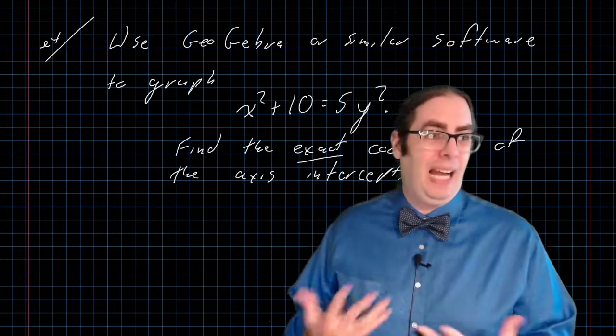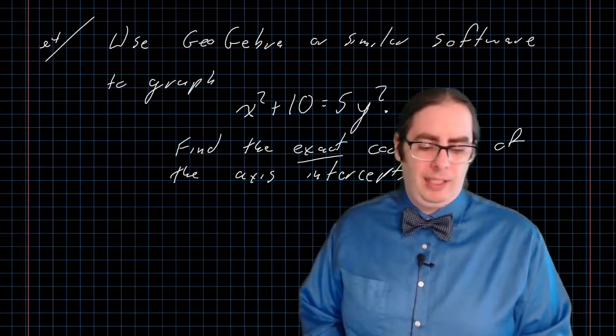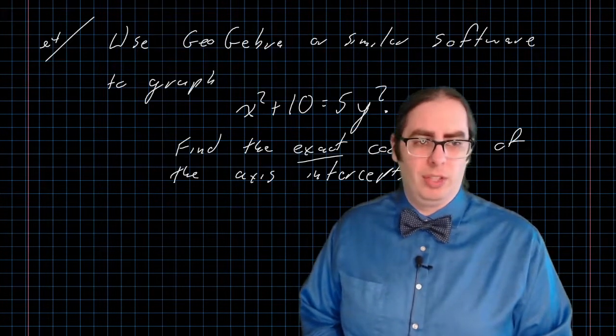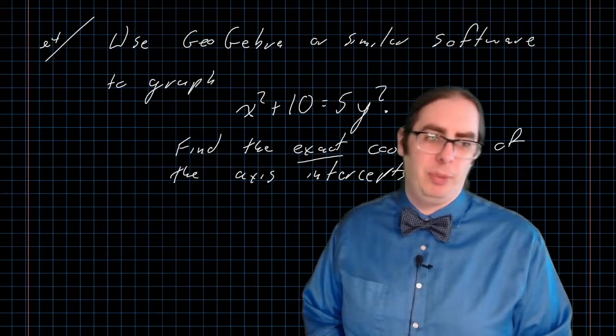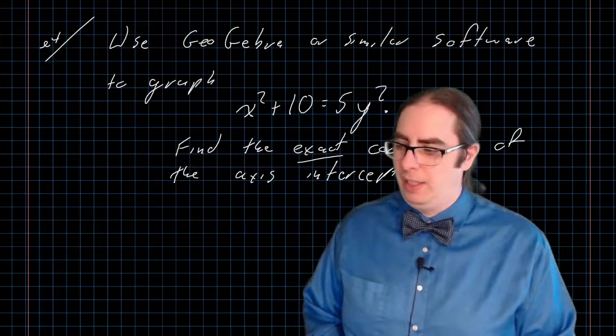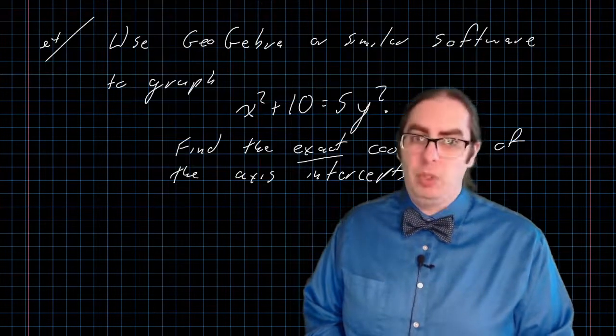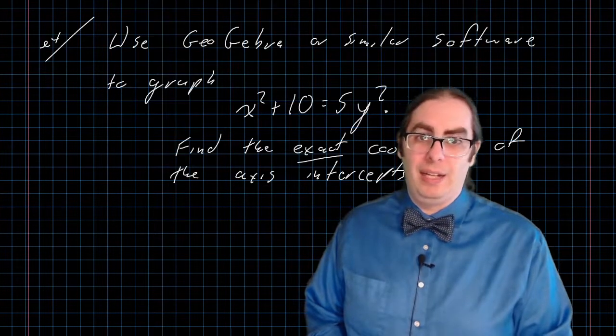Might be nice to classify what kind of graph it is. It is a second order or second degree equation, not a shock in the lesson on second degree equations, but tell me if it's a circle, parabola, ellipse, or hyperbola, and then find the intercepts. Right? See what you can do on that one, and I'll see you in the next video.